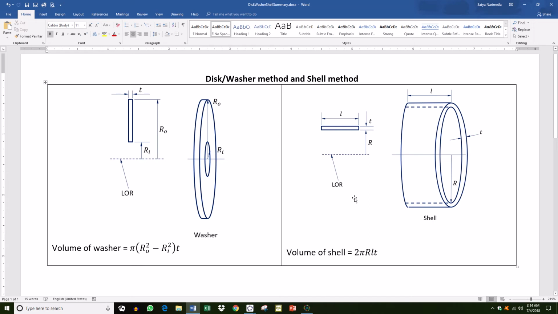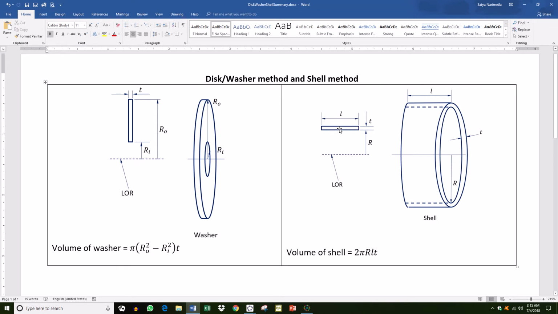R is the distance from the line of revolution to any point on the rectangle. And T is the thickness of the rectangle itself. L, or probably I called it H in my problems, would be the height of the rectangle or the length of the rectangle.